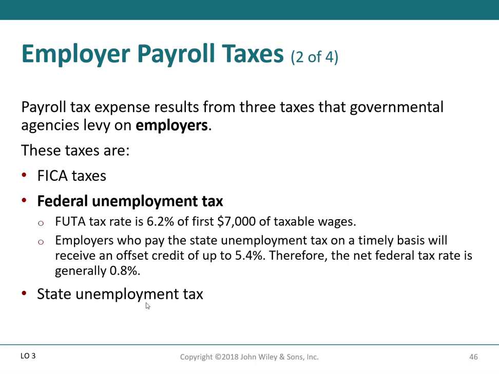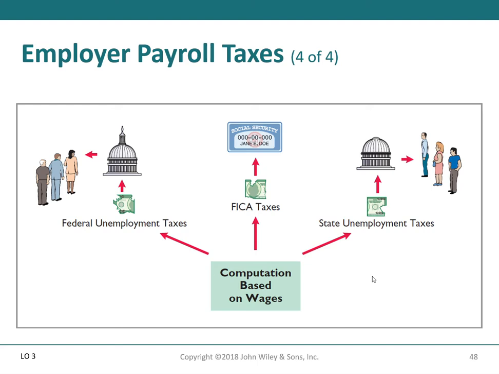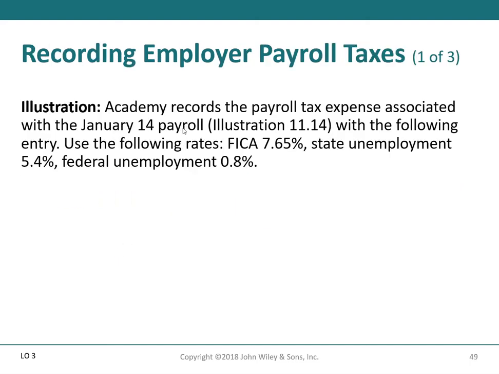Now for the state, we also have that only the employer pays it, not the employee. And the basic rate is around 5.4%, also of the first 7,000 of wages paid. This is a number that'll be given to you as well because it can vary. So the employer has 3 payroll taxes: FICA, state unemployment, and federal unemployment, and they're all based upon wages.